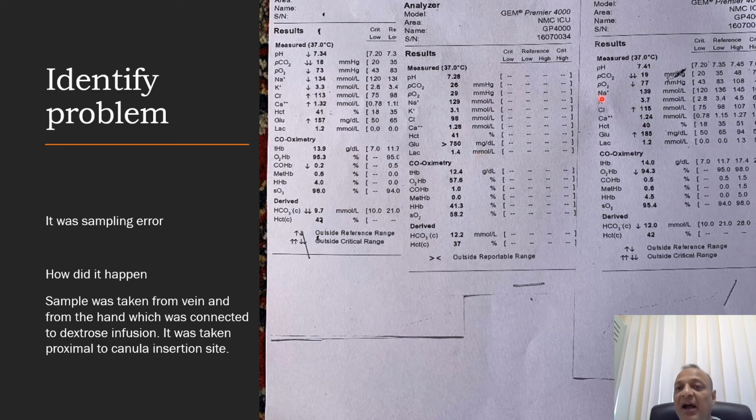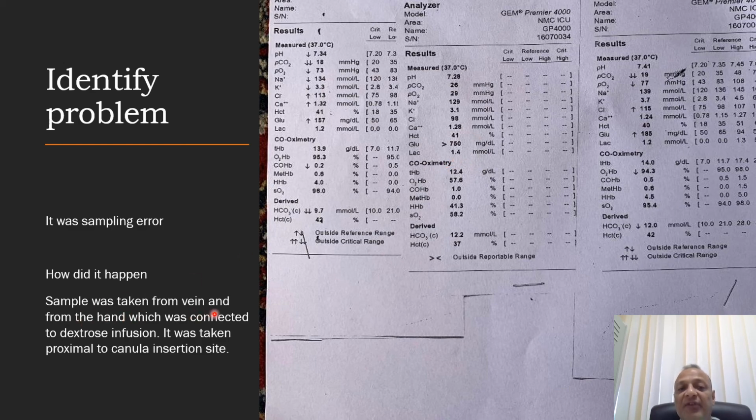So we repeated the arterial blood gas again. Here you can see a PO2 value of 77 millimeters of mercury. It means it is an arterial sample. Here you can see the blood glucose value is again within the range. So how did it happen? The sugar was all of a sudden more than 750. It was simply a sampling error.